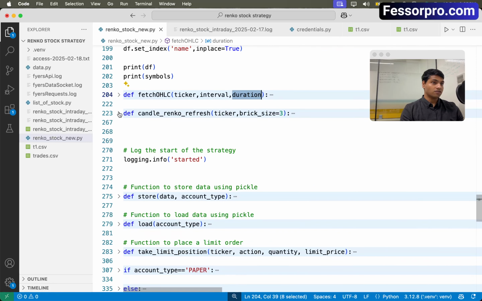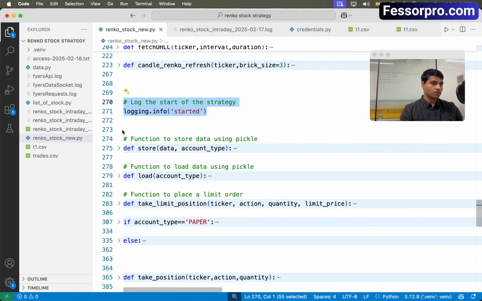Then we have calculate Renko refresh, which I'll come to later because this is the most important function of this entire strategy. This is where I'm getting the Renko bricks, because I have to convert candle data into Renko data, right? And this is being done in this function, which I'll come to in a few minutes. Then I'm simply logging a string called started, which tells me that we have started the strategy.